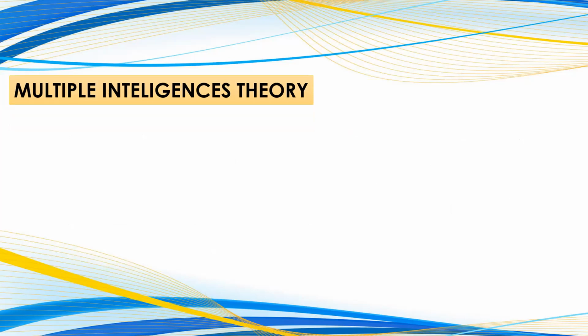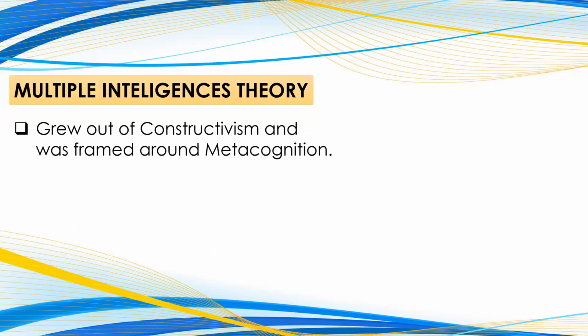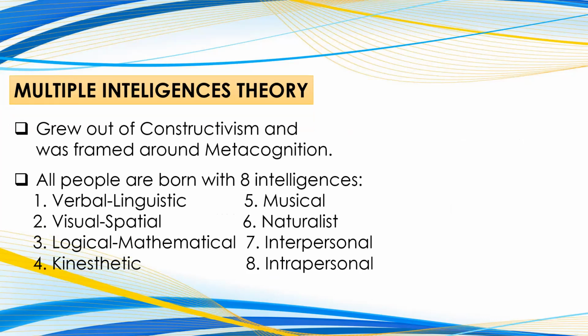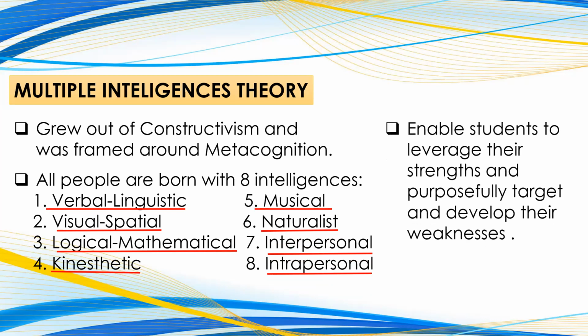The last theory is multiple intelligence theory. It grew out of constructivism and was framed around metacognition. All people are born with 8 intelligences. 1. Verbal, linguistic. 2. Visual, spatial. 3. Logical, mathematical. 4. Kinesthetic. 5. Musical. 6. Naturalist. 7. Interpersonal. And 8. Intrapersonal. It enables students to leverage their strengths and purposefully target and develop their weaknesses.